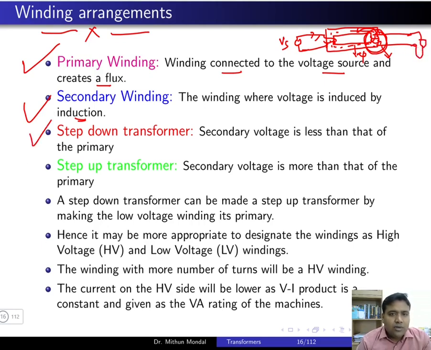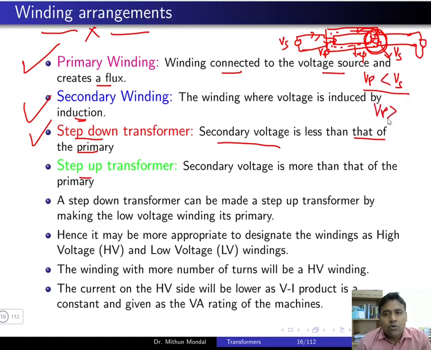Step down transformer: if the secondary voltage is less than the primary voltage, then it is known as a step down transformer. Means if your primary voltage is Vp and secondary voltage is Vs, then depending upon which is more and which is less, you can decide whether the transformer is step up or step down. If Vp is less than Vs, or Vs is more than Vp, then it is a step up transformer. If Vp is more than Vs, then it is known as a step down transformer. So whether the secondary voltage is more or less than the primary voltage decides whether you are stepping up or stepping down the transformer.